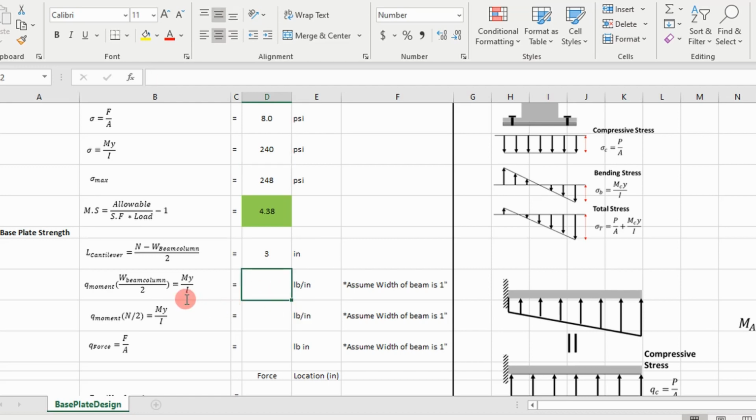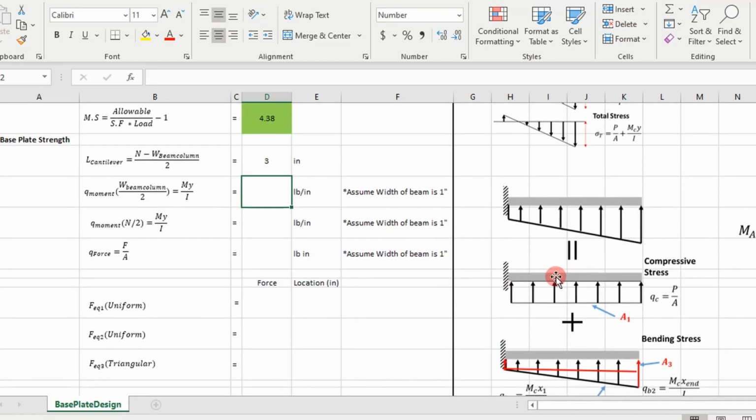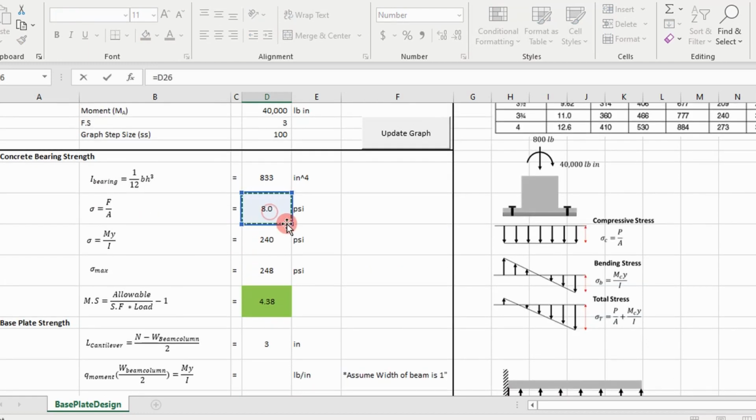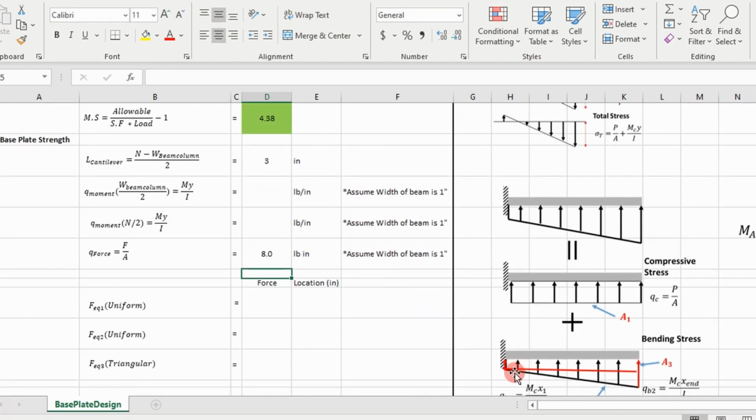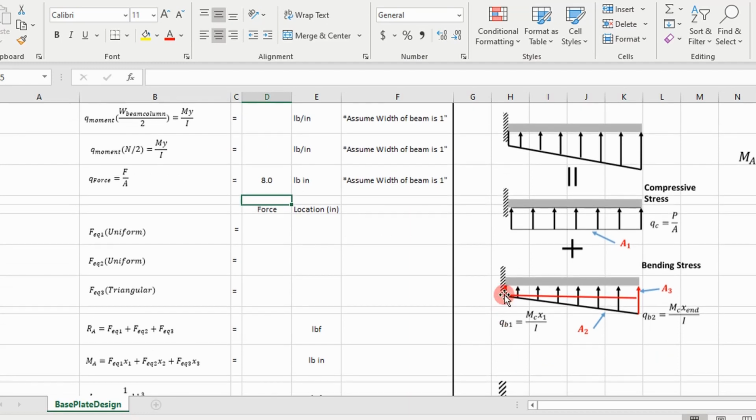But what we're going to do is calculate our line load or our stress at these values. For a uniform load, it's simply going to be equal to the stress we calculated up here, our uniform compressive load. The next thing we want to do is calculate our line load at the beginning of the base plate right here, and then the line load, this long one, at the end. Then we can break it down into 2 areas and calculate the areas of those to get equivalent forces.